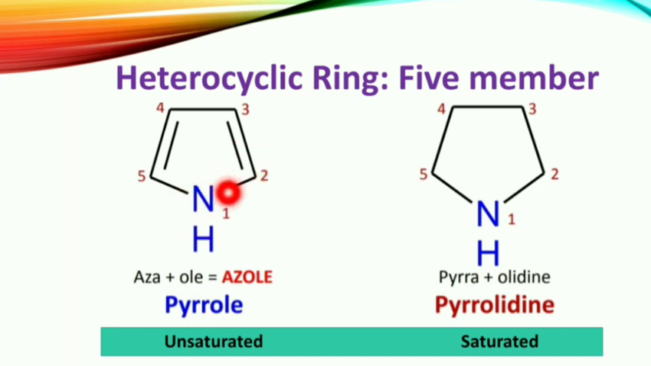You have nitrogen as the heteroatom. For nitrogen, you use the prefix aza, and for a 5-member ring structure, you use ole as the suffix. Then the name will be azole for this structure, and pyrrole is the common name for this structure. This is for the unsaturated compound. Then we will see the saturated compound.